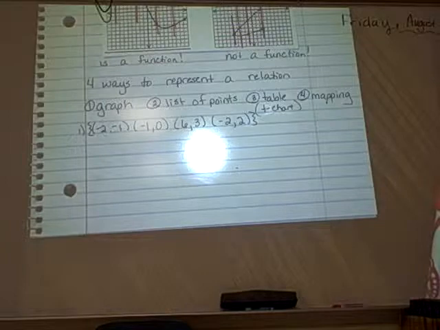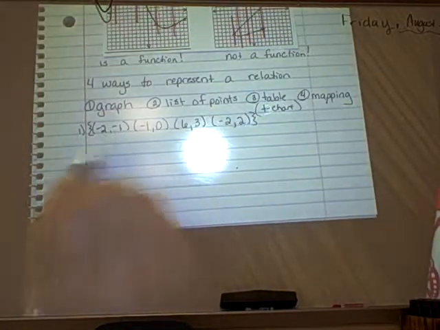Is this a relation? Yes. What does the second one say? List of points. List of points is number 2. Table is number 3. And mapping is number 4. Okay, so you said yes. It is a relation because what is the definition of a relation? Any group of points. Is this a group of points? Yeah, so that's a relation.